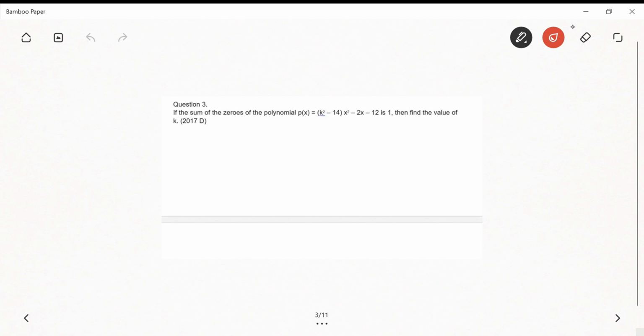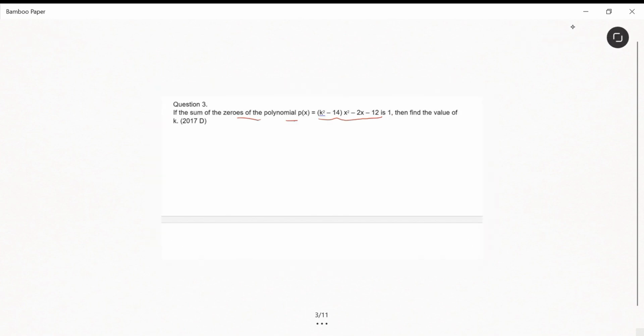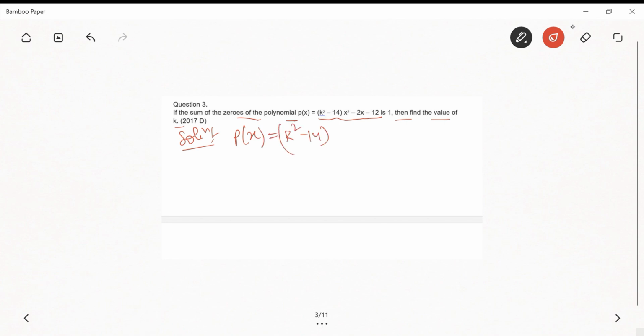So question number 3 is, if the sum of the zeros of the polynomial is given to you, that is k square minus 14 into x square minus 2x minus 12 is 1. Okay, sum of the zeros is given to us, that is 1, right? Then find the value of the k. We have to find the value of k. So again, in this part, polynomial is given to us, that is k square minus 14 x square minus 2x minus 12, and alpha plus beta is given to us, that is 1.